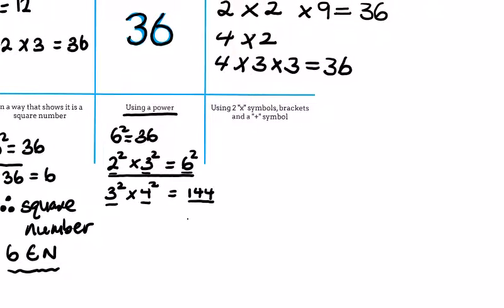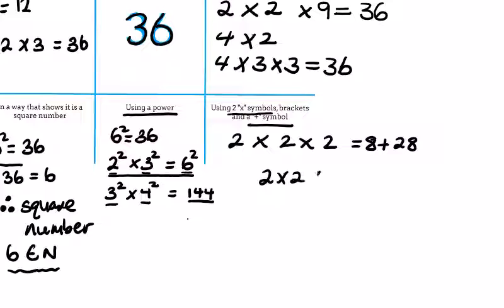Now we're asked to use 2 multiply symbols. Well, here they are. 2 multiply symbols and an add symbol. Okay, well, let's just do 2 by 2 by 2. There's 2 multiply symbols. 2 by 2 by 2 is 8. And then we'd have to add 28. So let's just write that out again. 2 by 2 by 2 plus 28. Your calculator will do the BIDMAS part for you.